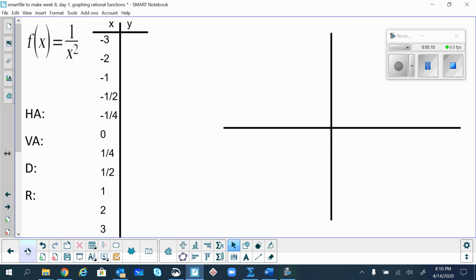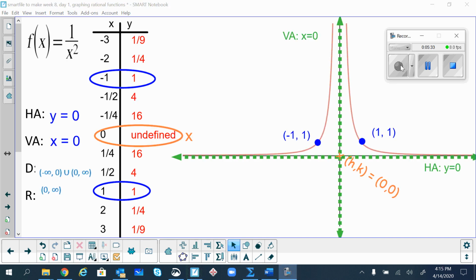Our second parent function is f of x equals 1 over x squared. Take a few moments to see if you can complete the table of values, make an approximate sketch, and identify the two important points as well as the HK. Hopefully your table of values matches mine. And when you make your sketch, you notice that this graph also has two parts, but they're in the first quadrant and the second quadrant. And the sketches seem to be going in the same direction. We still have a horizontal asymptote at y equals 0.